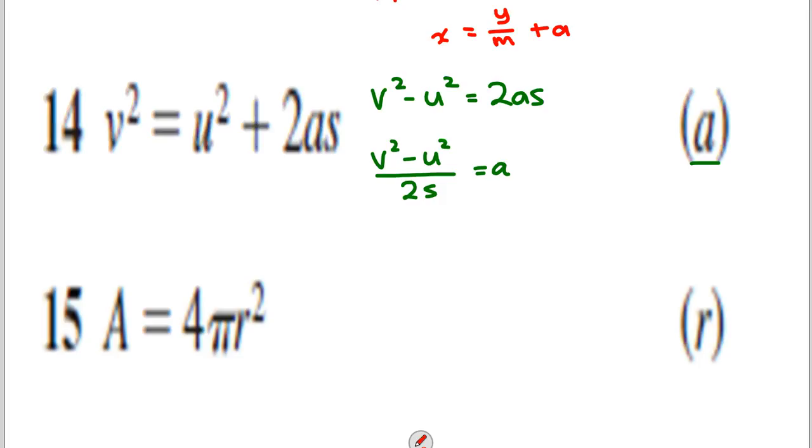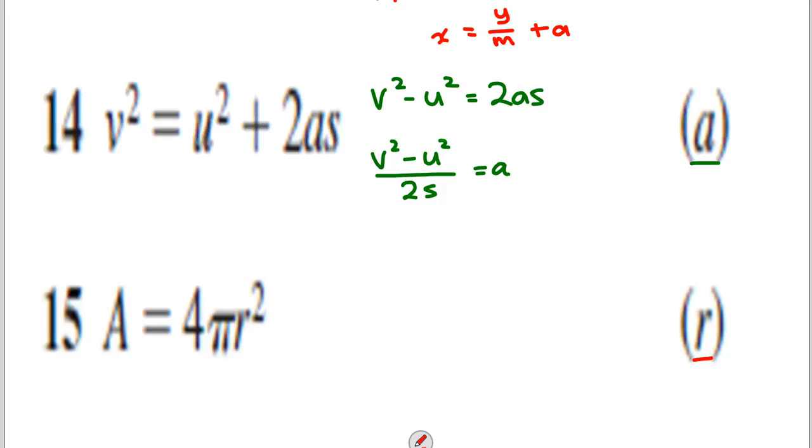Fabulous. 15, A equals 4 pi R squared. That looks familiar. Where have you seen this in the previous year? Potentially last year. What do you think A stands for? The area. And 4 pi R squared is the surface area of a sphere. That's right. So surface area of a sphere is 4 pi R squared. They want us to make R the subject.